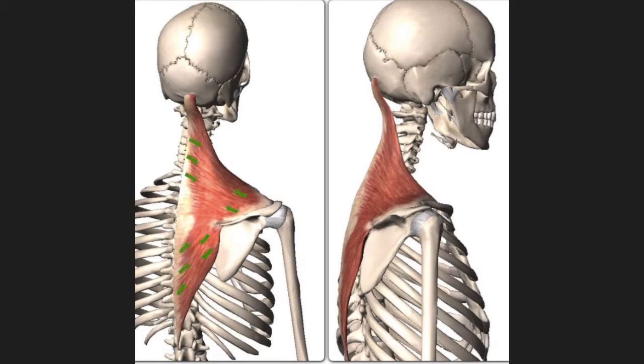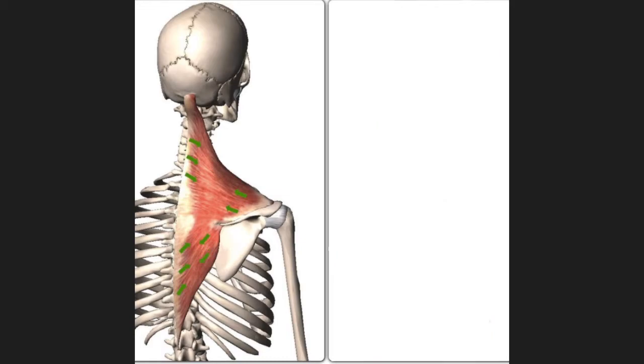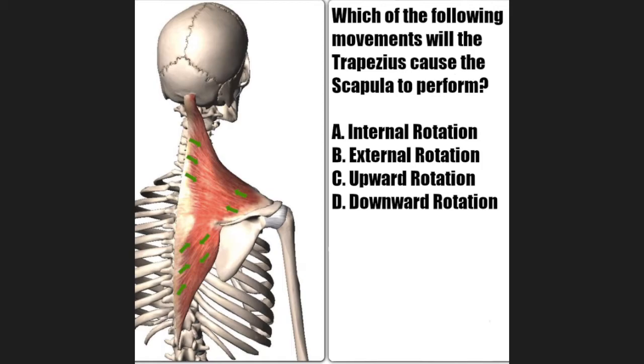A simplified definition of muscle contraction will tell you that when a muscle contracts, it will shorten and tighten. This tightening or shortening will occur in the direction of the striations of the muscle fibers. So based on this information, which of the following movements will the trapezius cause the scapula to perform? A. Internal rotation, B. External rotation, C. Upward rotation, or D. Downward rotation.